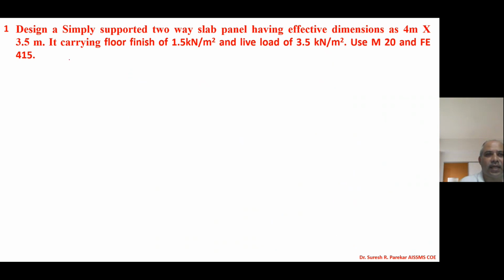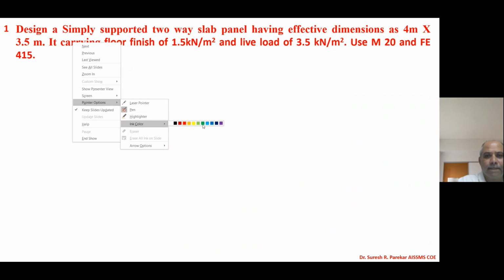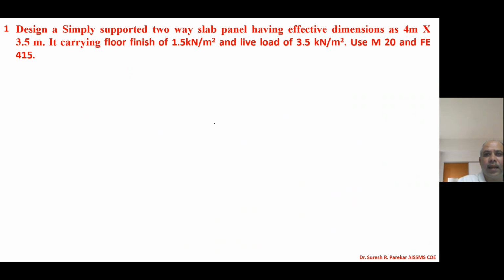It is given: design a simply supported two-way slab panel having effective dimensions. Here effective dimensions are given, so we need not add or subtract anything to find the effective span. 4 meter by 3.5 meter, it carries floor finish 1.5 kilonewton per meter square and live load 3.5 kilonewton per meter square, M20 and Fe415. So we have to solve this problem.